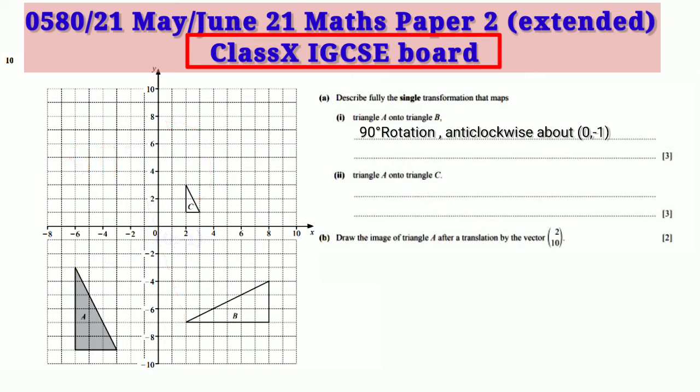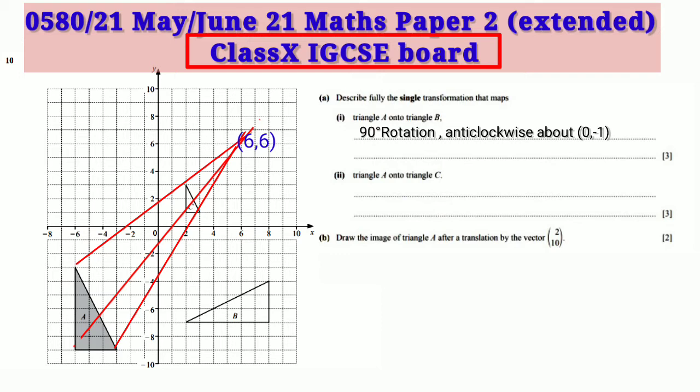In the second sub question, we have to give the transformation of triangle A onto triangle C. There is a difference in the size of the triangles, so the transformation has to be an enlargement. We will draw lines passing through corresponding vertices and we'll get the point through which the enlargement is taking place. And the point is 6, 6.